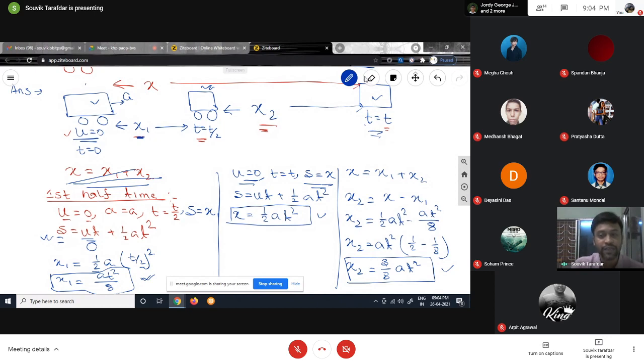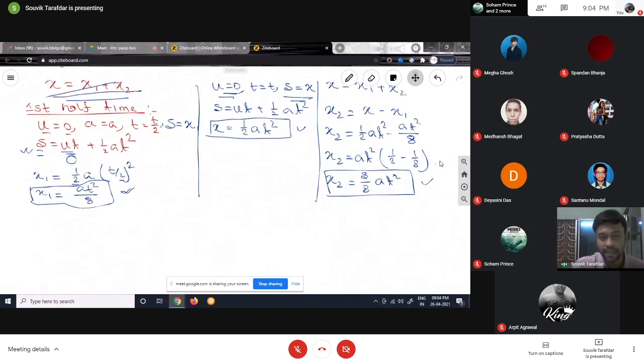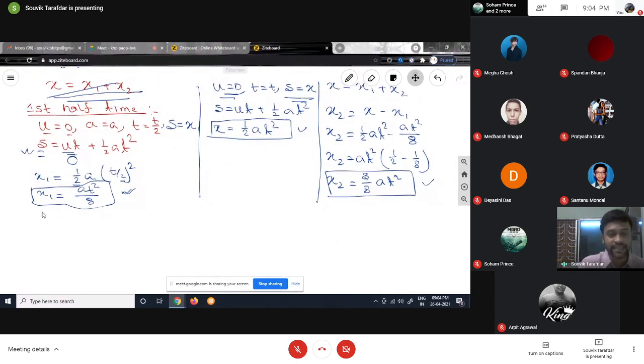Now we need to find the relation between x1 and x2. See students, this is the last portion of the numerical, we will get the answer now. See, x1 is this much, x2 is this much. Now, x2 is equal to 3 by 8 a t square.